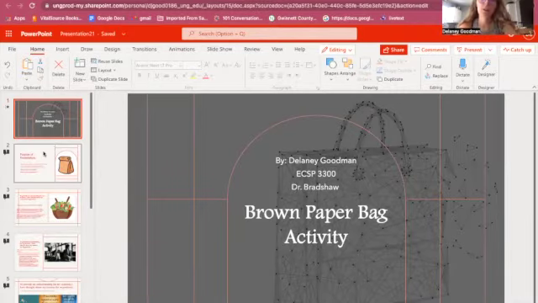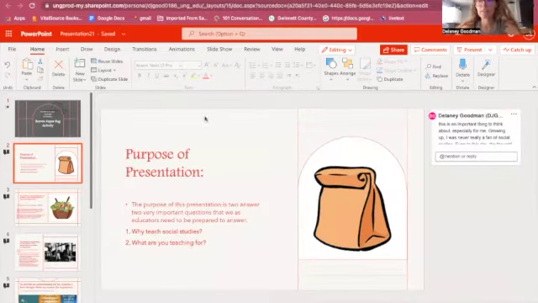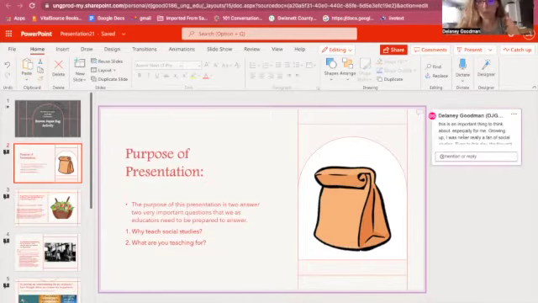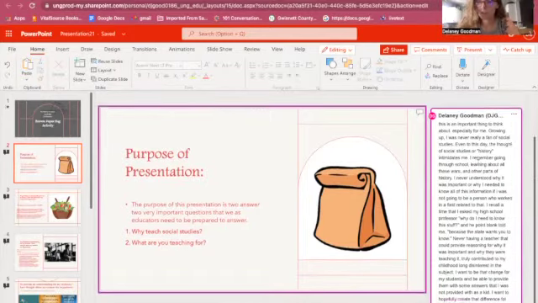So this brown paper bag activity, the purpose of it is to answer two main questions. Those two questions are: one, why teach social studies? And two, what are you teaching for? On the side you can see here, that is the comment box I'm talking about.